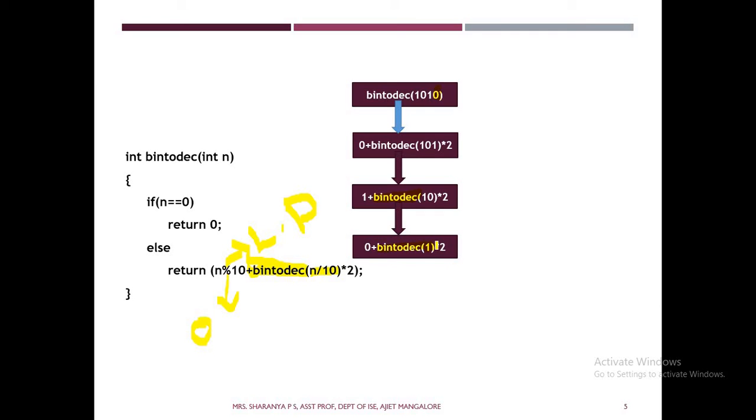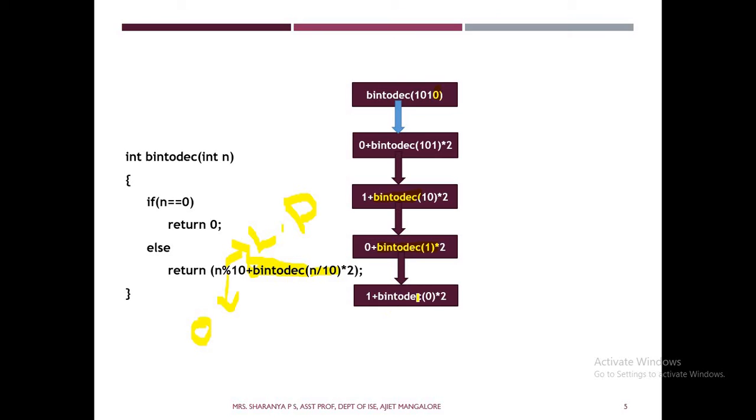So currently we have the value 1 into 2. Once again we could observe this is also a recursive function. So it once again calls the binary to decimal function with the value 1. So what is the value of n mod 10? n is now 1. 1 mod 10 is nothing but 1.